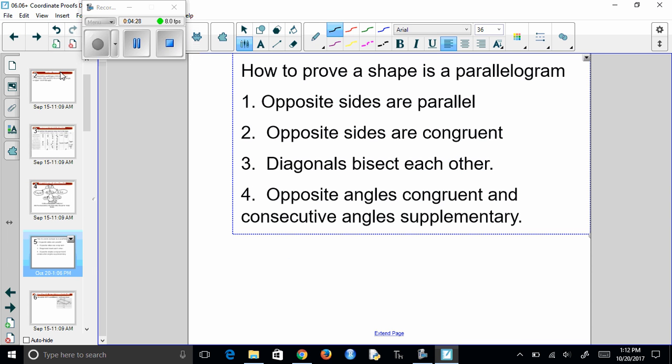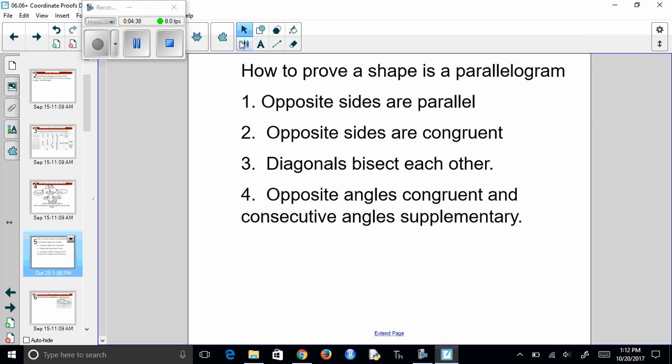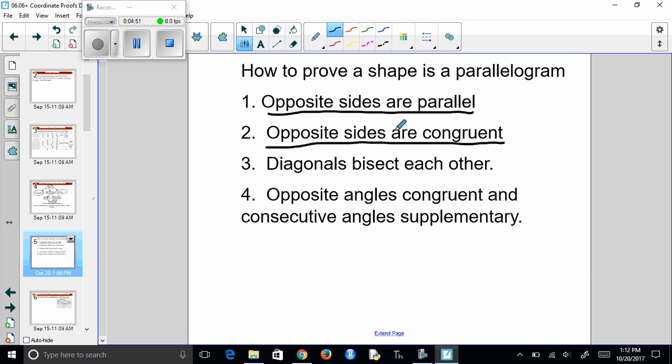Now, how to prove a shape is a parallelogram. We're going to be doing this with coordinate proofs, and these are things we need to know. So we're starting with a parallelogram. The biggest one is the first one. The opposite sides are parallel. That's going to be what we're going to use most of all. And sometimes we're going to use that the opposite sides are congruent.